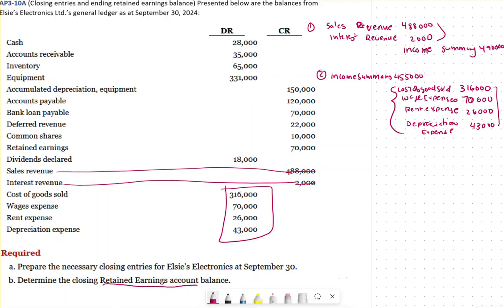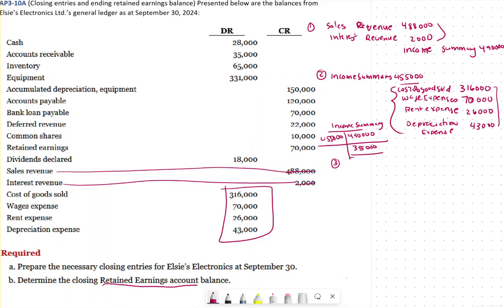My third entry is to close my income summary. Income summary is just a temporary account. It is only there to close my closing entries. So I have a credit balance from my first entry. I have a debit balance from my second entry. We want to know what is the balance in this account. The balance in this account is 35,000, and it is a credit balance.